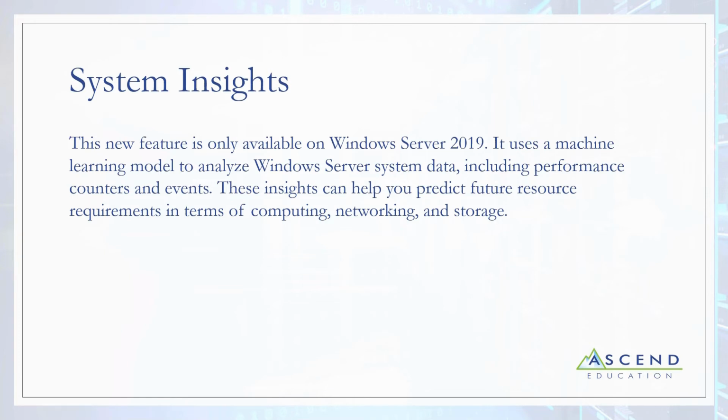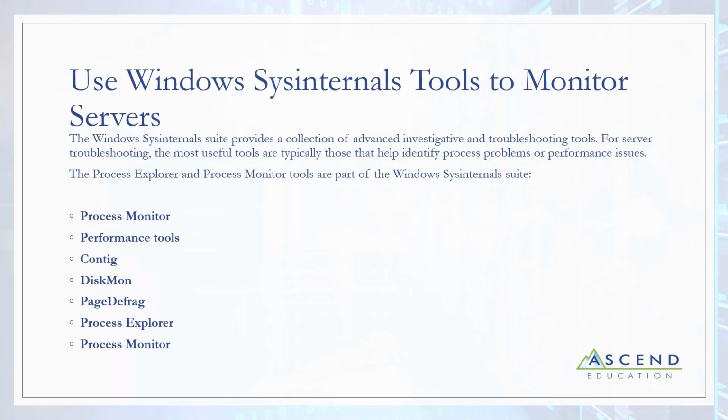System Insights is only available on Windows Server 2019, as well as newer versions like 2022. It uses a machine learning model to find out what the performance is like, and it gives you predictive future insights, such as AI would possibly do. And it tries to tell you ahead of time if you're going to need more RAM or more CPU or more storage, things like that, or if it's going to predict any type of failure as well.